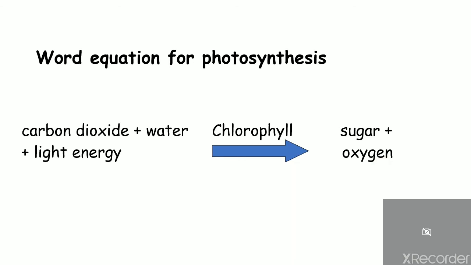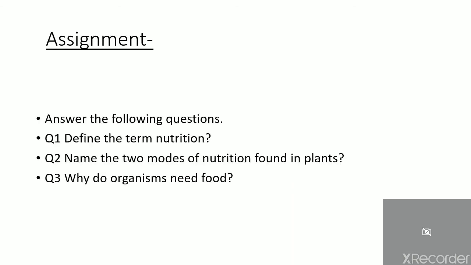Now moving ahead to our assignment part. Here are three questions related to this video, which you are going to write in your science notebook or rough notebook, as already mentioned. The first one is define the term nutrition. The second question is name the two modes of nutrition found in plants. And the third one is why do organisms need food? So write all these three answers. In the next session, we are going to deal with a few more questions related to this video. Thank you.